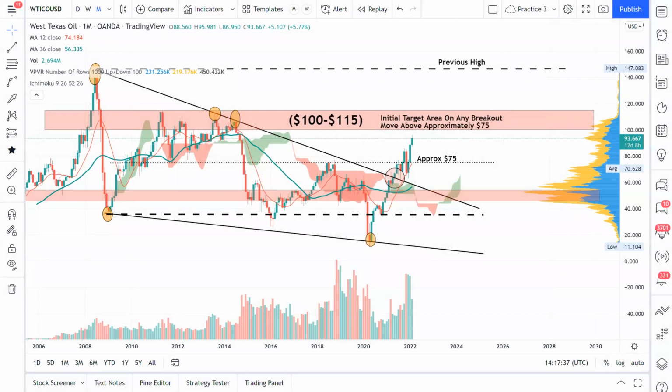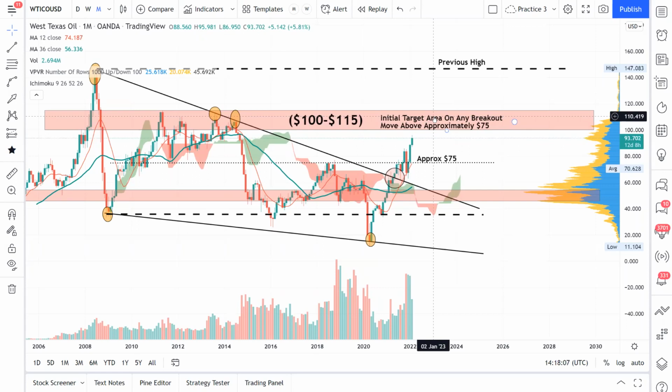Right, we've got the chart for oil here. This is the West Texas oil chart, WTO, and we can see the bullish descending wedge which has been forming over many years, of course. And when this broke out a little bit less than a year ago, I posted this chart with the $75 level marked, an area of horizontal resistance there.